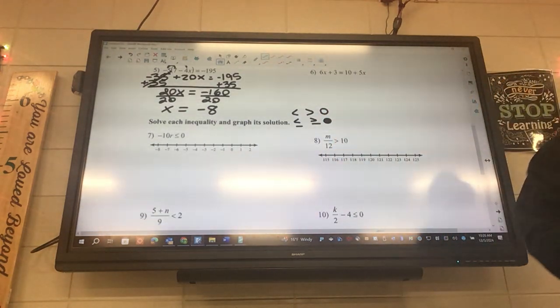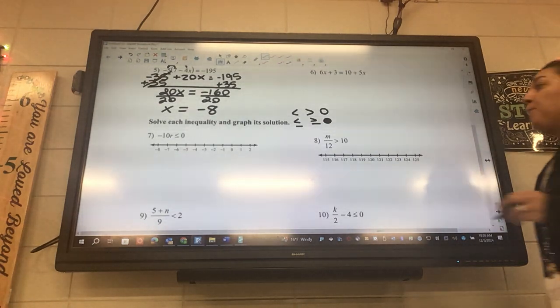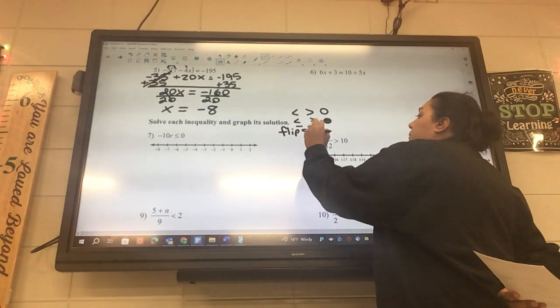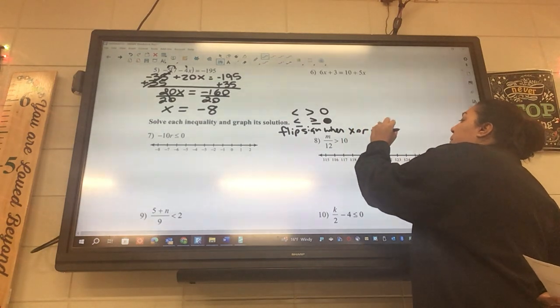And then when do we flip our sign? When do we have to flip our sign? You guys remember? Yeah, so we need to flip the sign when you multiply or divide by a negative.